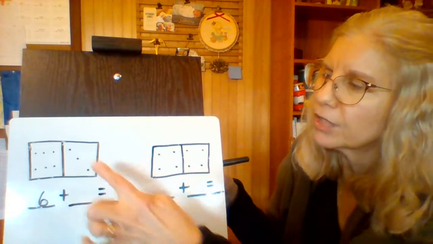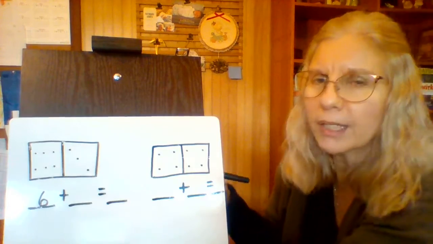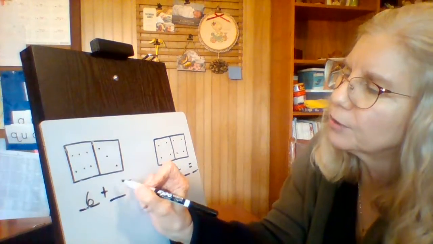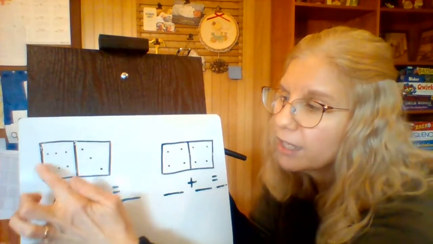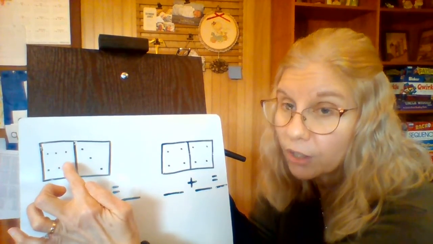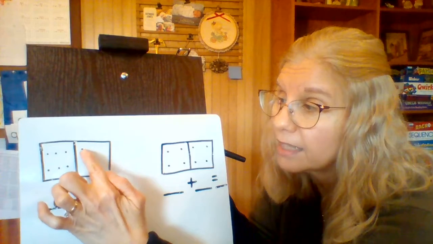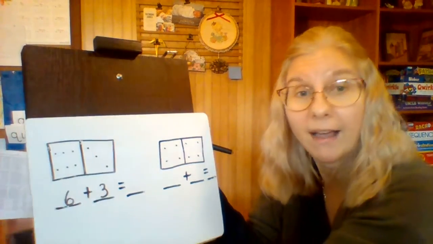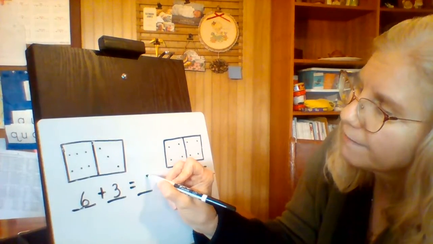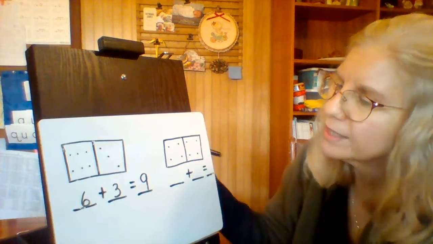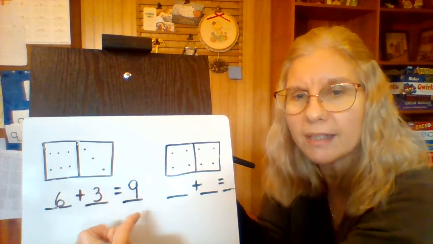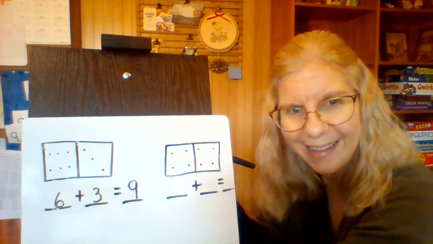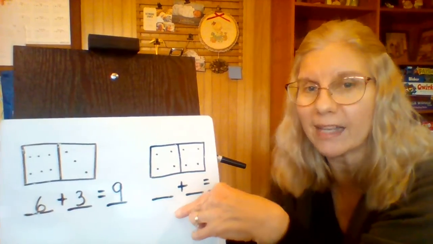Then, count here. 1, 2, 3. 3 on the other side. So then you put a 3 here. Now you get to count them all. So you already have 6. So you start with 7, right? 7, 8, 9. We get to write 9 right here. And then we say the number sentence. 6 plus 3 equals 9. Yeah, good job. We have one more example, okay?